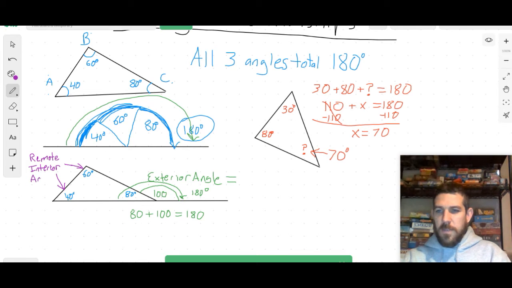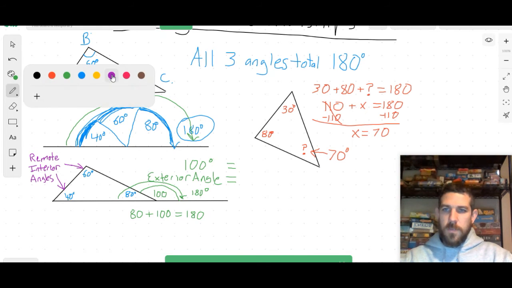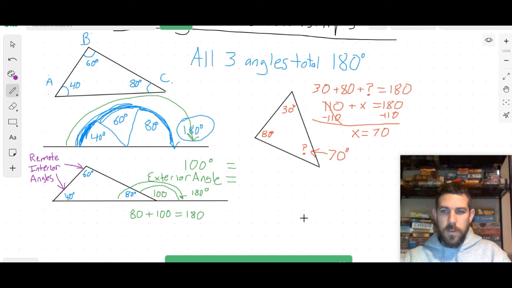Remote interior angles. Do you notice any relationships between the two remote interior angles and how they relate to our exterior angle? Our exterior angle we said was 100 degrees. We figured that out. And if you look at the two remote interior angles, hopefully you realize that 60 and 40 total 100 degrees. The 40 plus the 60 totals 100, meaning that the exterior angle will always equal the sum, that means add, of the remote interior angles.